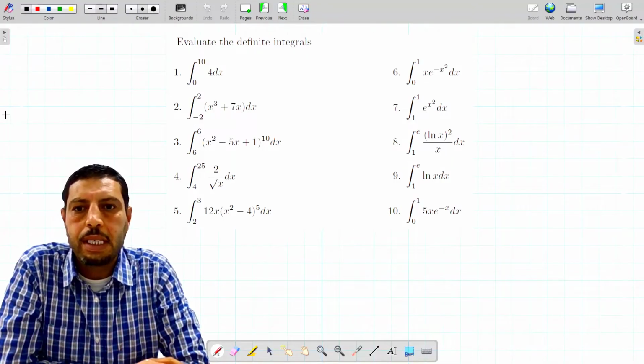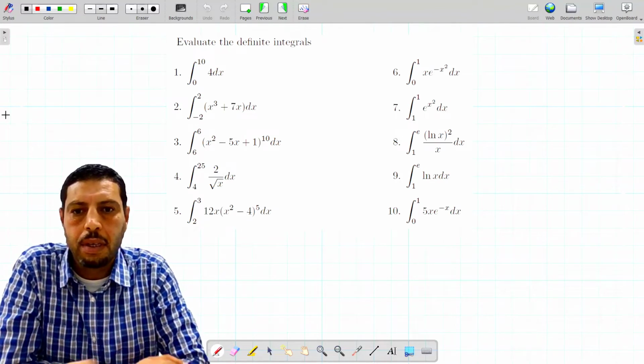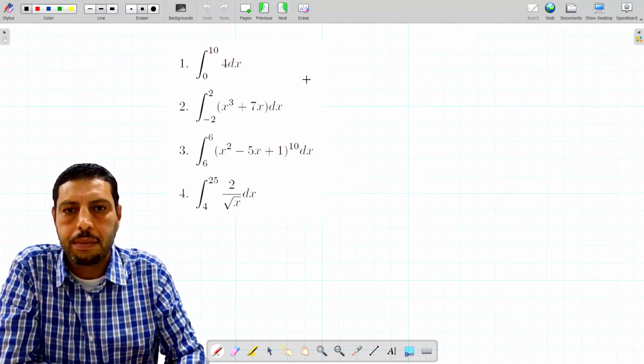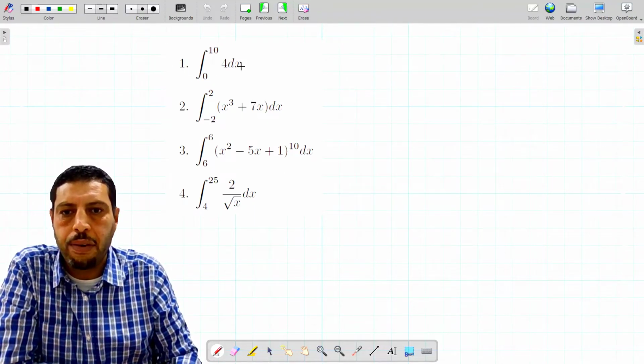Welcome to this activity, which is about evaluating definite integrals. So we have different kinds of integrals. Let's compute them. The first one is the integral between 0 and 10 of 4 dx.